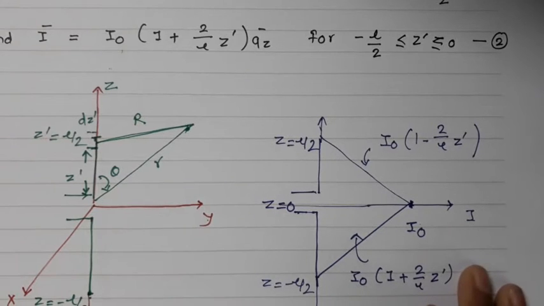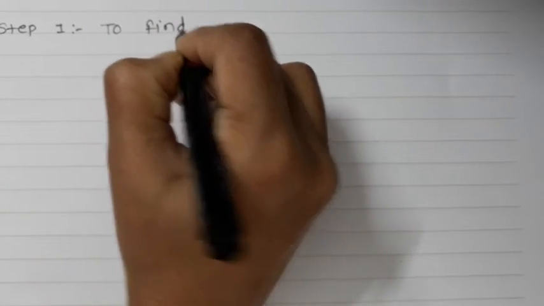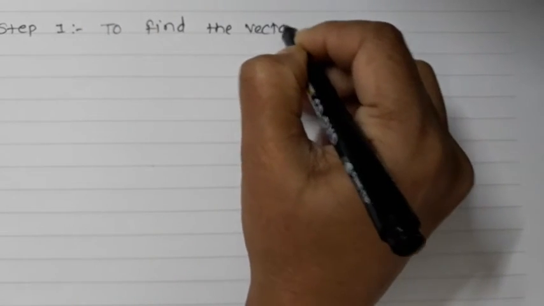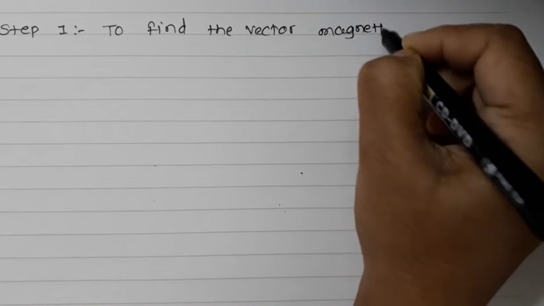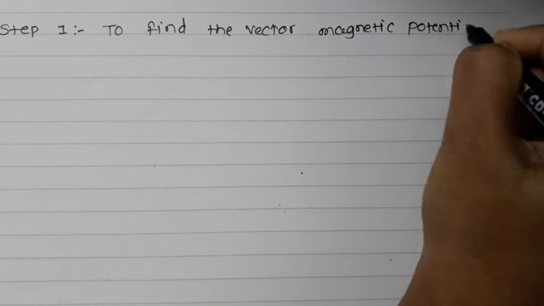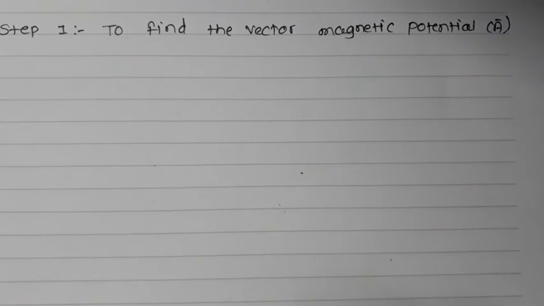The first step: as we have already discussed the 4 steps for how we can analyze the antenna, our first step is to find the vector magnetic potential. So let us find the vector magnetic potential for this particular antenna. This is step 1, to find the vector magnetic potential A bar.